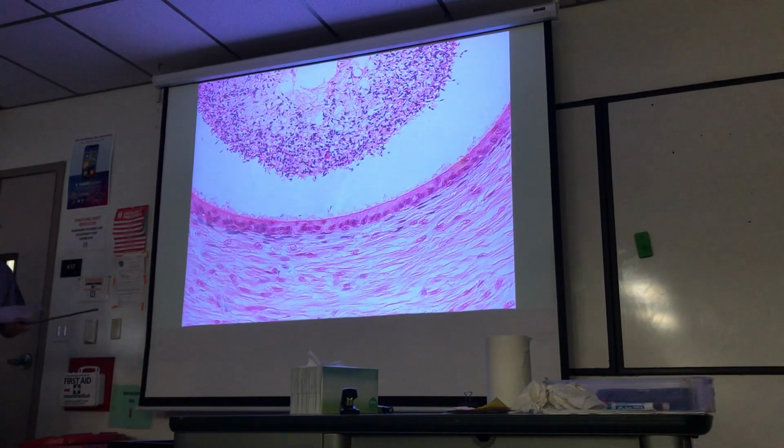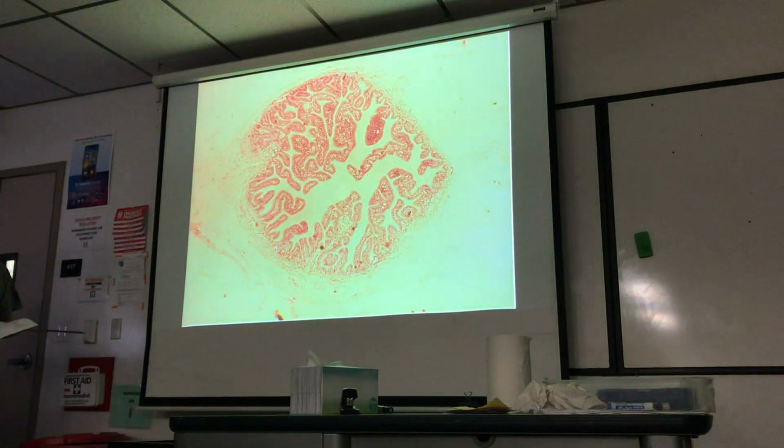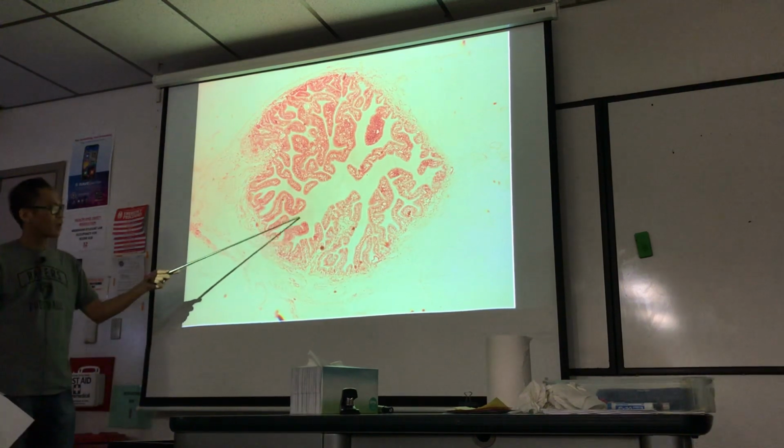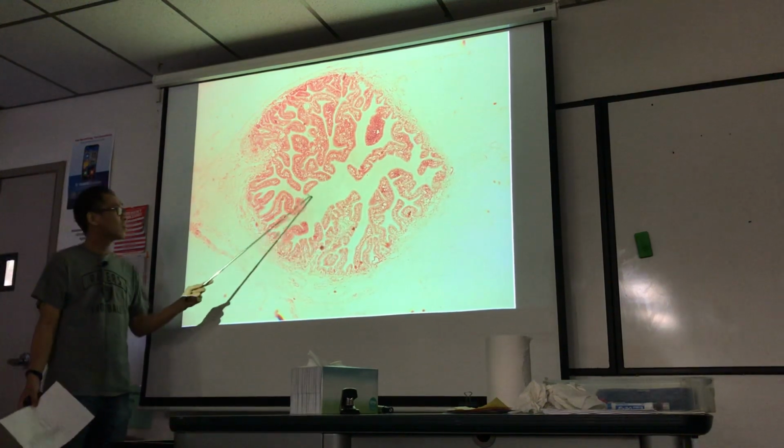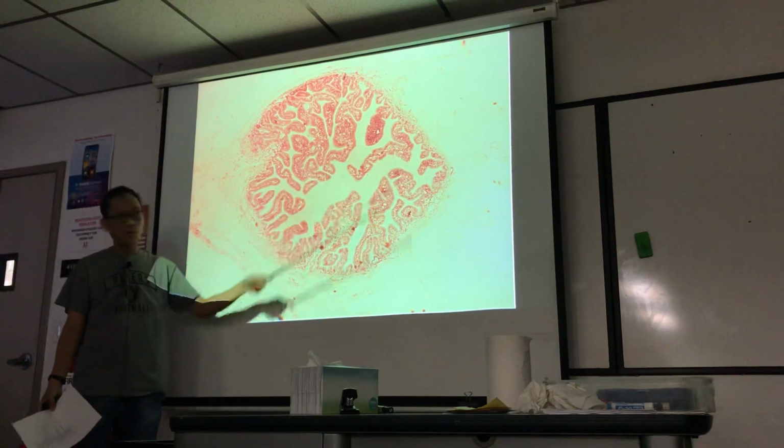So I'm going to move on from male to female. That's the oviduct. The lumen is not a nice round circle. It's got all these little nooks and crannies. The mucosa of the oviduct will help support the ovulated oocyte.